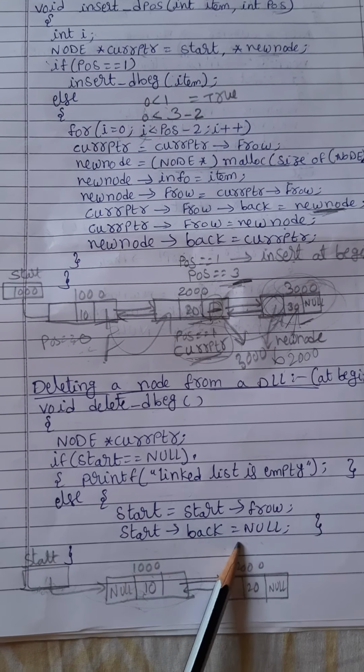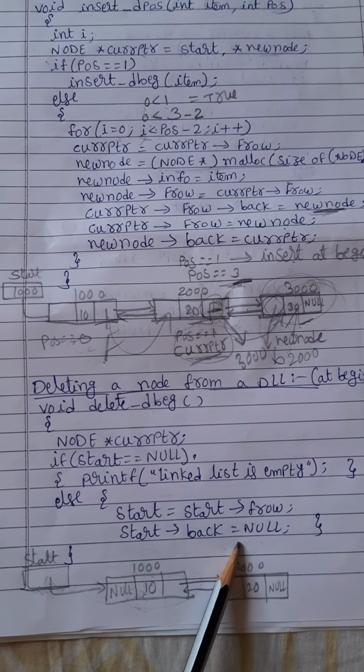And the next one, to delete the node at the end. If you want to delete the node at the end, this is the function delete end, and we have to define the node current pointer, and we have to check the same thing, start equal to null. If you want to delete the element, we have to check whether the starting position is equal to null or not. If the start address is null, then the linked list is empty. We can't delete the element.